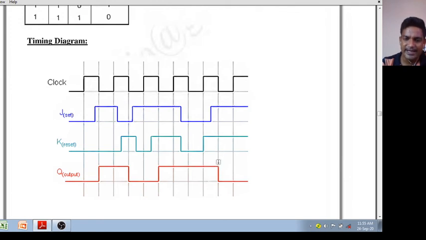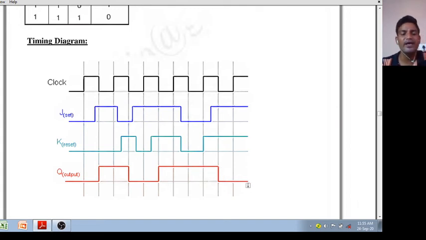Again check at this edge. What is the value of K? 1. What is the value of J? 1. 1 1, again toggle condition. So toggle means complement. What is the last value of Q? From here to here, this is 1. So complement of 1 will be 0.